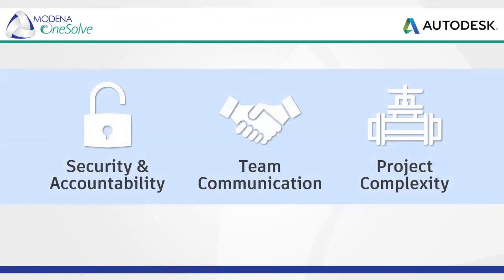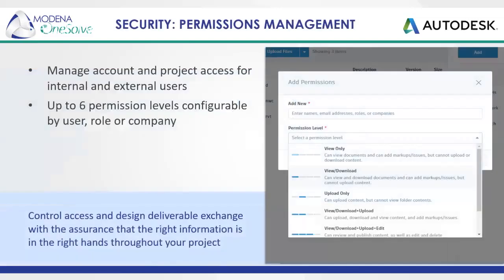So how collaboration for Plant3D on BIM360 Design solves some of these top challenges, and as a reminder, what are some of these challenges that we faced? Security and accountability, team communication, and project complexity. So if your concern is security, BIM360 Design gives you a great deal of flexibility to control who has access to your design data. We restrict user access to certain folders with 6 available project-wide folder-specific permission levels. We limit access according to user, role, or company. And we can control work sharing and design deliverable exchange with the assurance that the right information is in the right hands throughout the project.